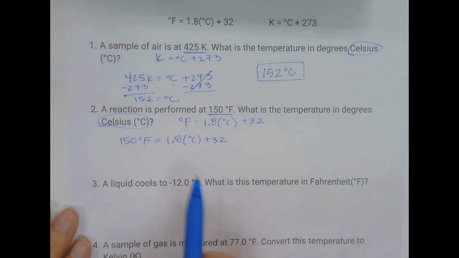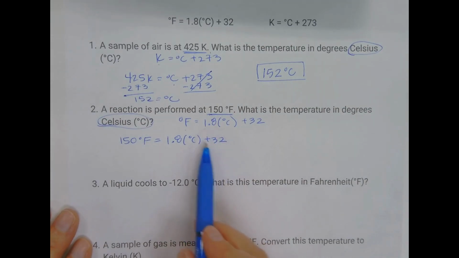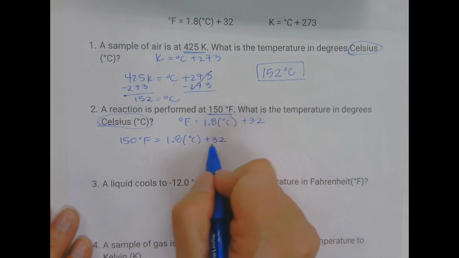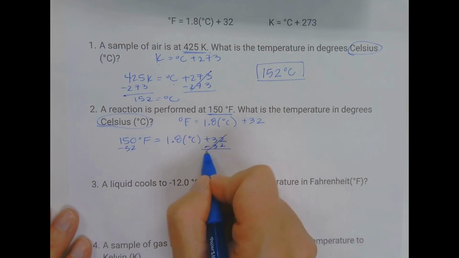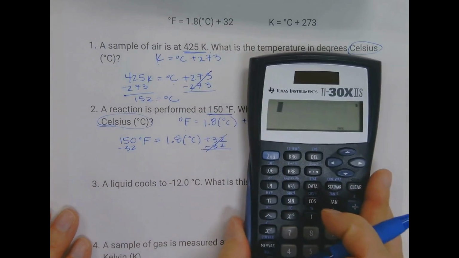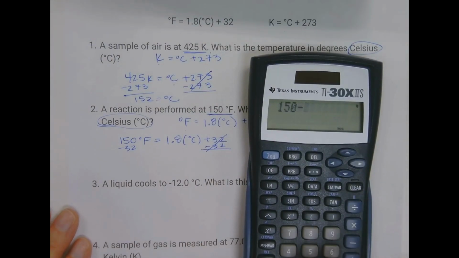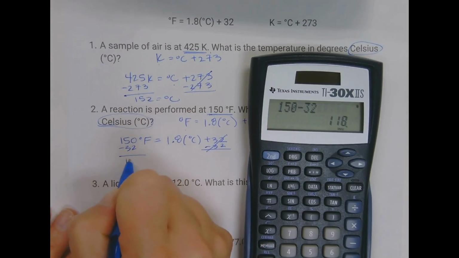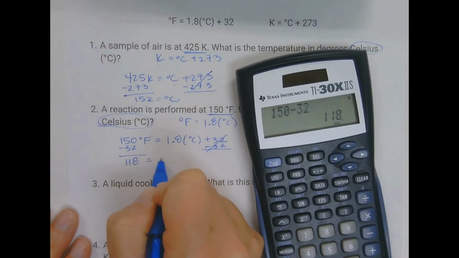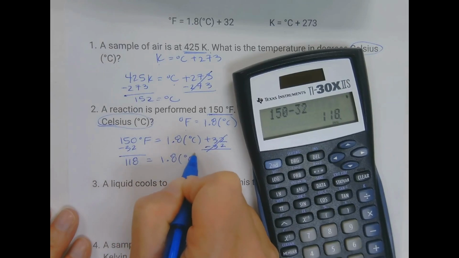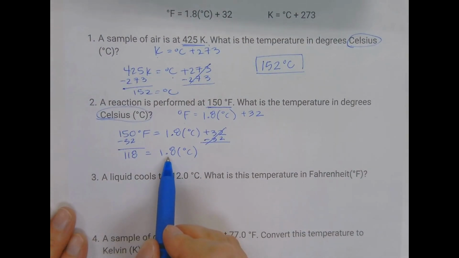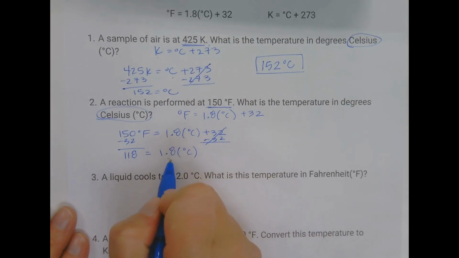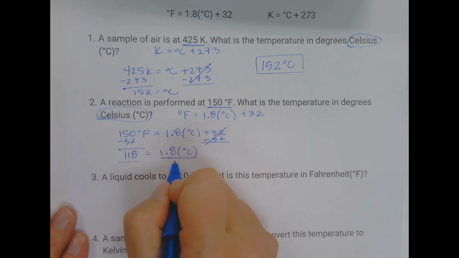So if I'm trying to get degrees Celsius by itself, I'm going to first get rid of this 32. I need to subtract it from both sides so I can get degrees Celsius by itself. So this is 0, and then 150 minus 32 is 118. So 118 equals 1.8 times degrees Celsius. So to get degrees Celsius by itself, I need to move this 1.8. And since I'm multiplying here, the opposite function is dividing. So I'm going to divide both sides by 1.8.